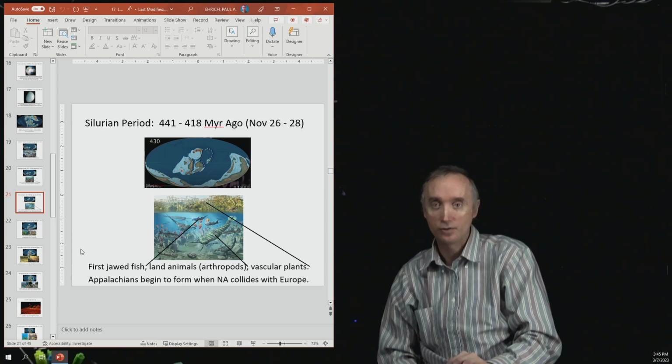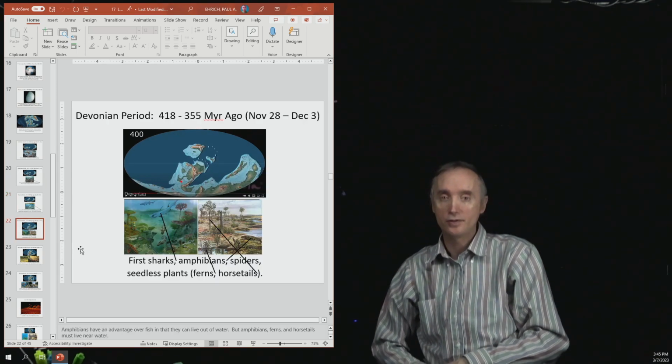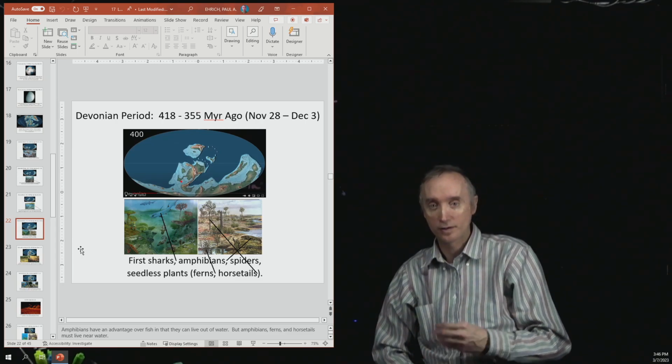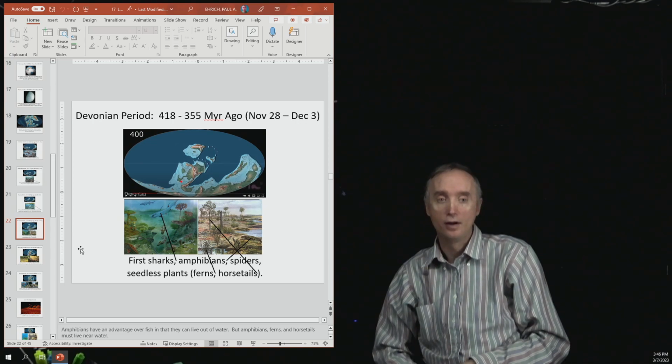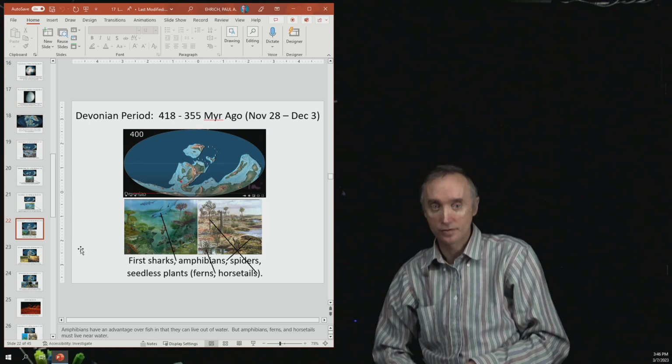All right, so now let's go to the Devonian period, and the Devonian period is called the Age of the Fish. So it would have been kind of like the dominant life form on the planet at this point, and so you would have fish evolving in the oceans. You have the first sharks appearing. On land, you're having the first amphibians.